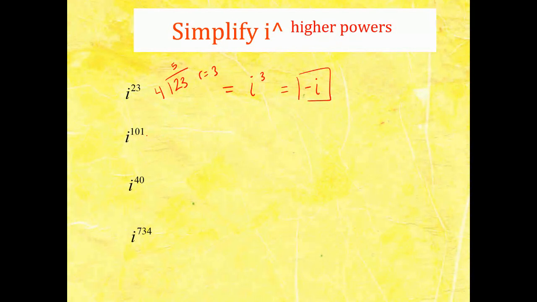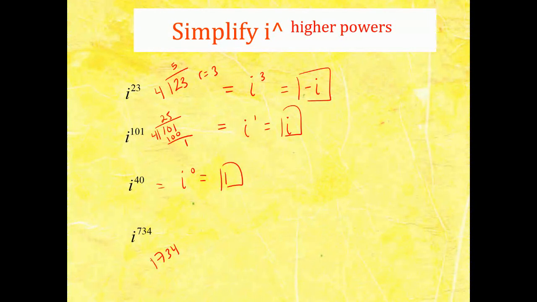i to the 101. Well, if I divide 101 by 4, it's going to go in, what, 25 times? And that's going to give me 100, so I'm going to have a remainder of 1. And you don't have to actually do the division. I want you to be able to think through it. So i to the first power is just i. What about 40? Doesn't that go in evenly? That's just going to be i to the 0, which is just going to be 1.